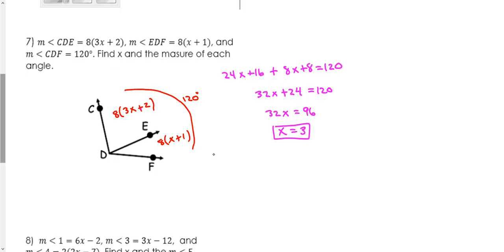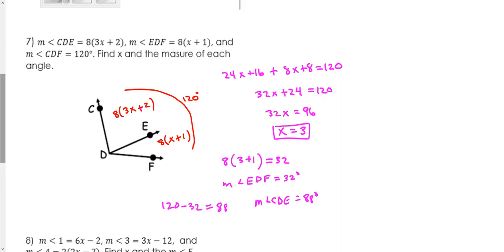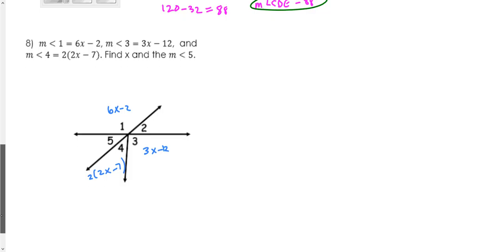So if x is 3, I'm going to substitute back in, and I'm going to do 8 times 3 plus 1. So that's 4 times 8 is 32. So that means the measure of angle EDF equals 32 degrees. And I know if this is 32 and that's 120, 120 minus 32 equals 88. So that means the measure of angle CDE equals 88 degrees. So there's the measure of one angle, and there's the measure of the other angle. Okay? Alright, last one. Number 8.